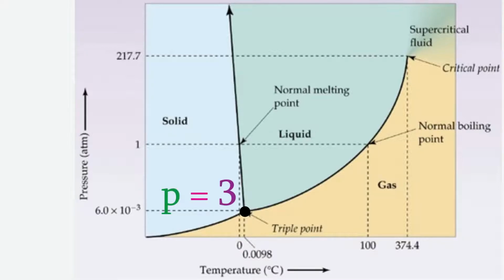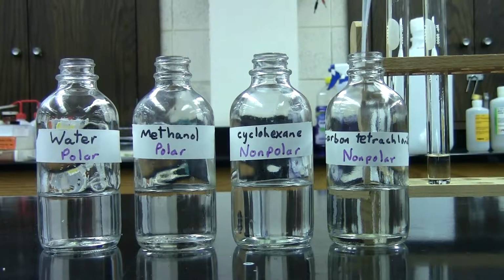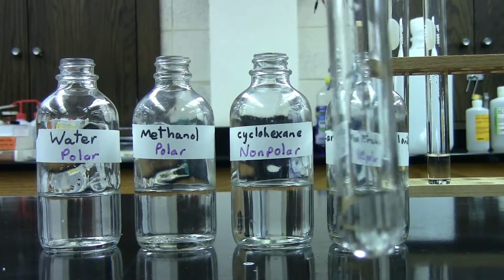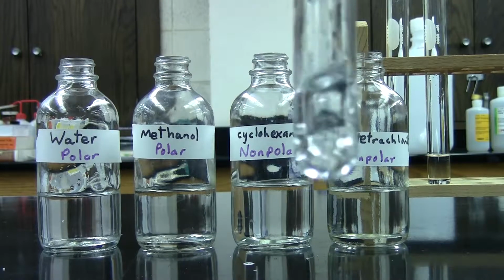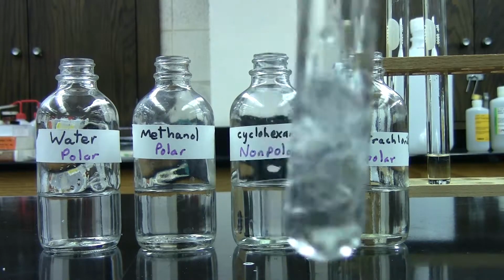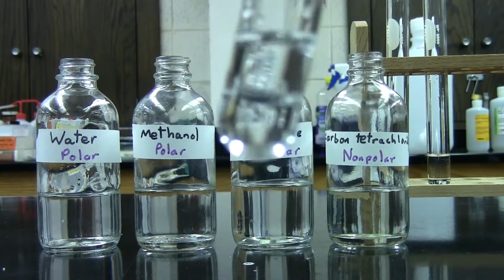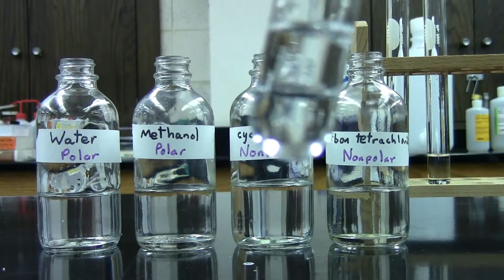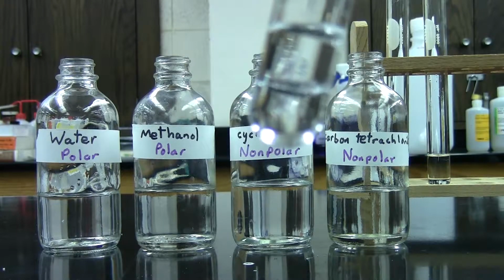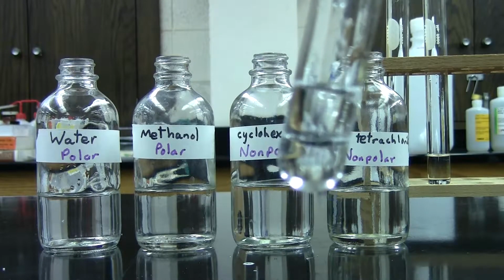However, the situation is much less obvious if there's more than one compound present in the system. For example, suppose our system consists of two compounds, water and carbon tetrachloride. Both of these compounds are liquids at standard temperature and pressure, and at first it might seem that P would be equal to 1. However, carbon tetrachloride is a nonpolar molecule, and water is highly polar.